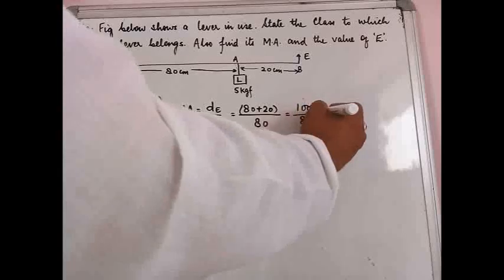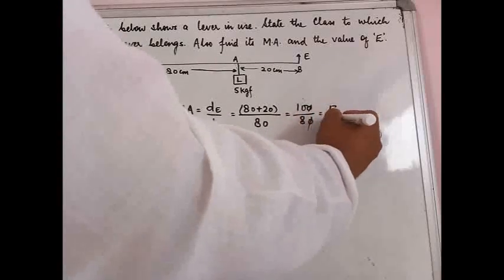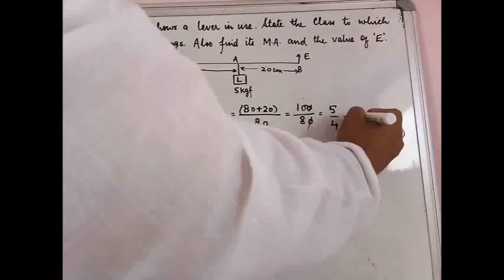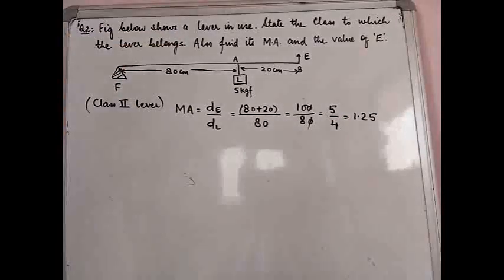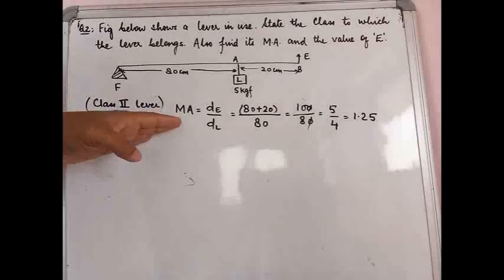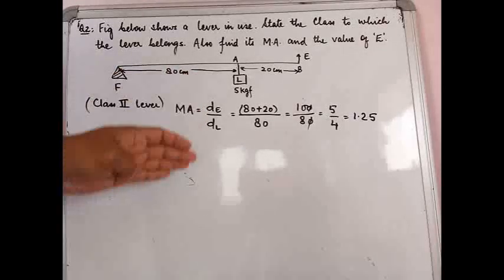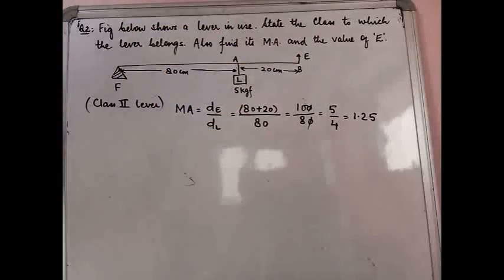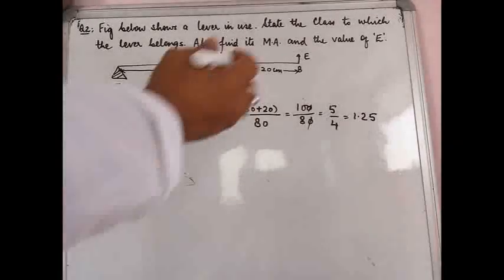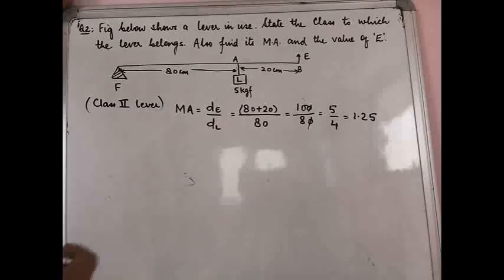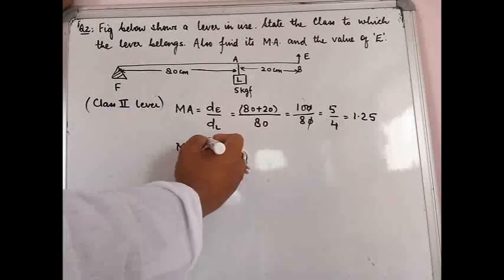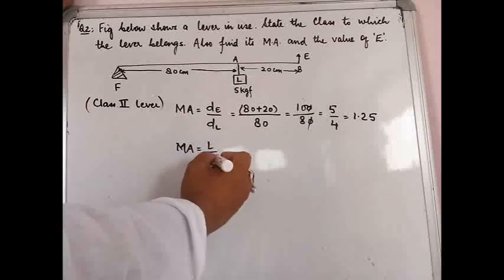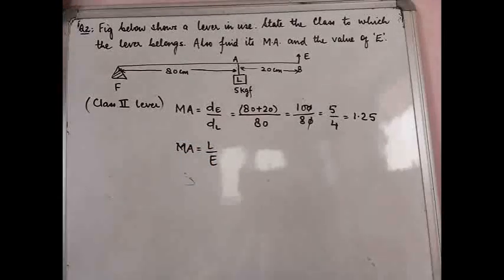1 0 gets cancelled. 2 5s are 10, 2 4s are 8, so this becomes 1.25. There will be no units involved because this is mechanical advantage. It's a ratio of two similar quantities, as I had already explained. So 1.25 is the MA value. Now coming to the last part, the value of E. If you remember, for machines we also have a formula: mechanical advantage is equal to load upon effort.